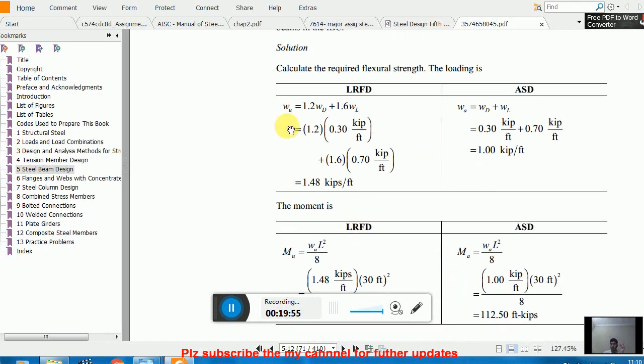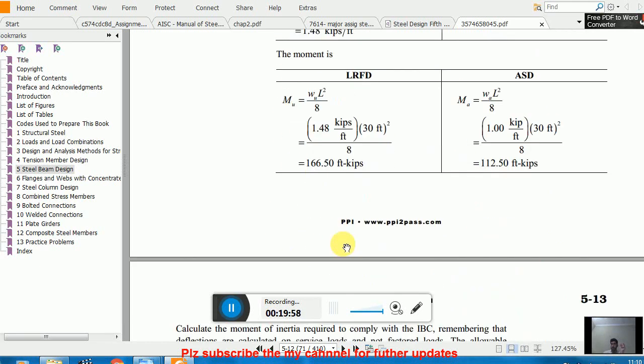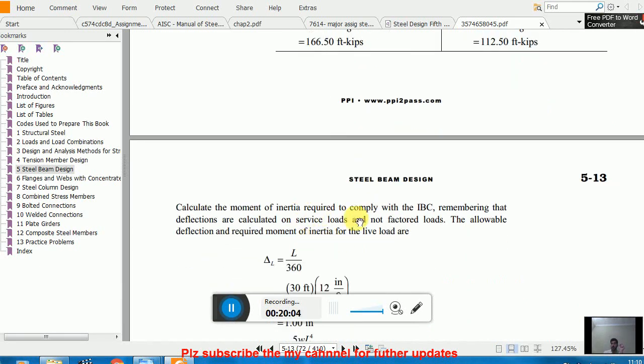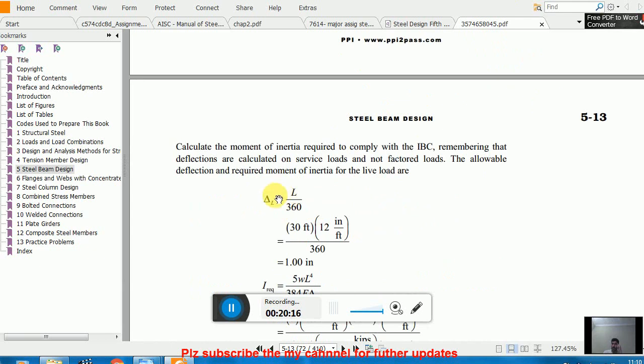So here we calculate the factored load, then the factored moment, and next we go toward checking the section for deflection. These are the IBC limitations, that is L/360, as you saw previously, International Building Code. Remember there is live load deflection, dead load deflection, and the combined deflection, that is dead load plus live load. So we check dead load deflection, live load deflection, and then combine them, and find out which deflection criterion governs. So this is the live load deflection.